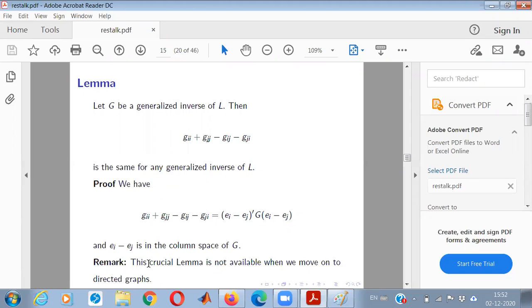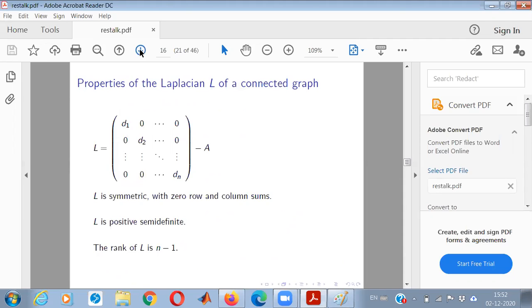And I'll point out later on that this crucial lemma is not available when we move on to directed graphs, because there the Laplacian is not going to be symmetric. Some of these things do not hold. So the theory of resistance, I have not yet defined the resistance distance, but I will do so in a moment. So these are the usual Laplacian properties. As I said, all the four properties are valid in the case of a graph.